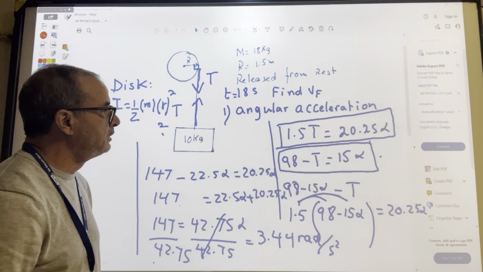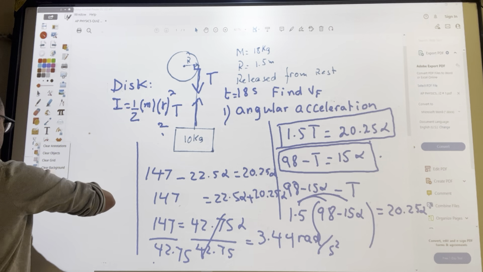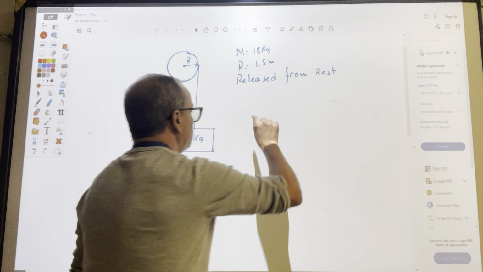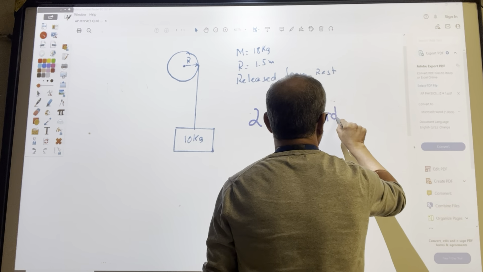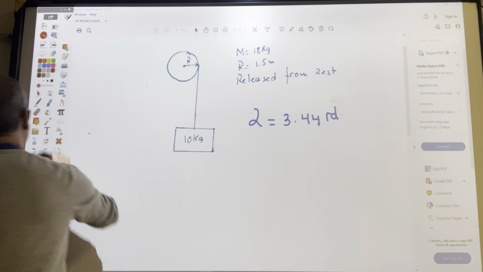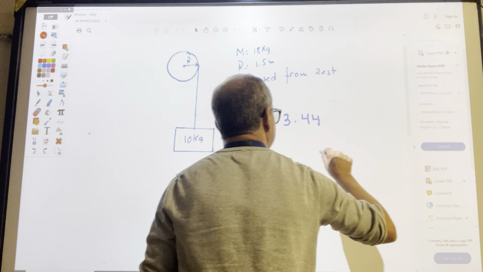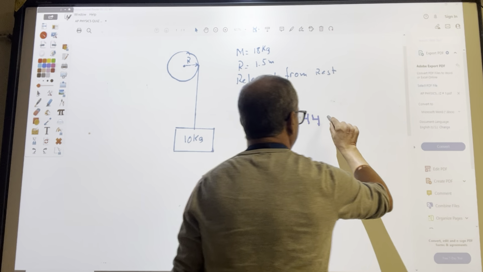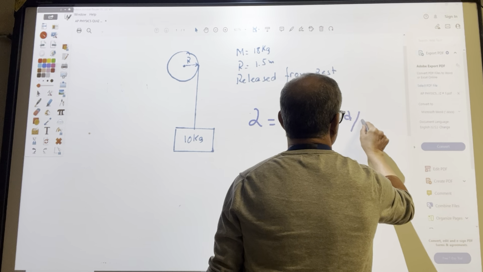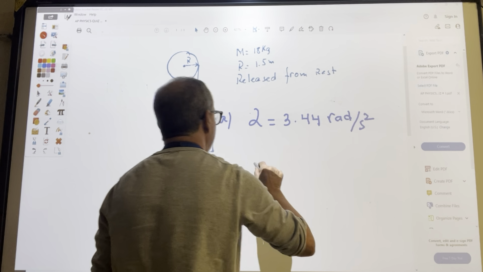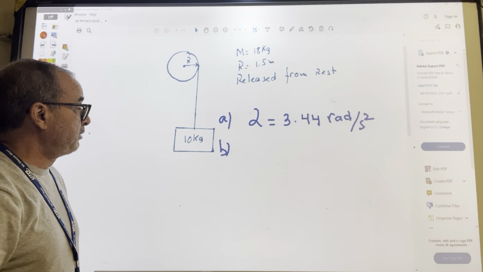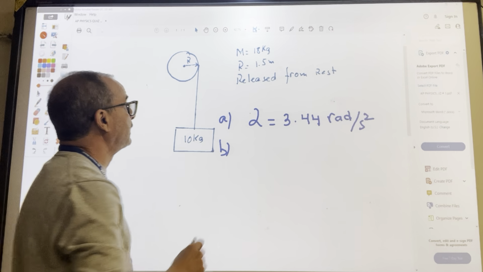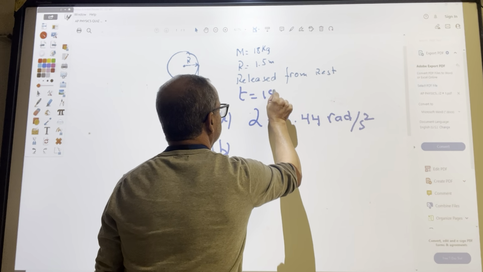What's the second question? So let me erase this. How fast is the block falling after 18 seconds? Exactly. So alpha, we already found it, 3.44 radian per second squared. So make sure you have the right unit, radian per second squared. That's part A. Part B is how fast the block is going to be going after 18 seconds. So time is 18 seconds.